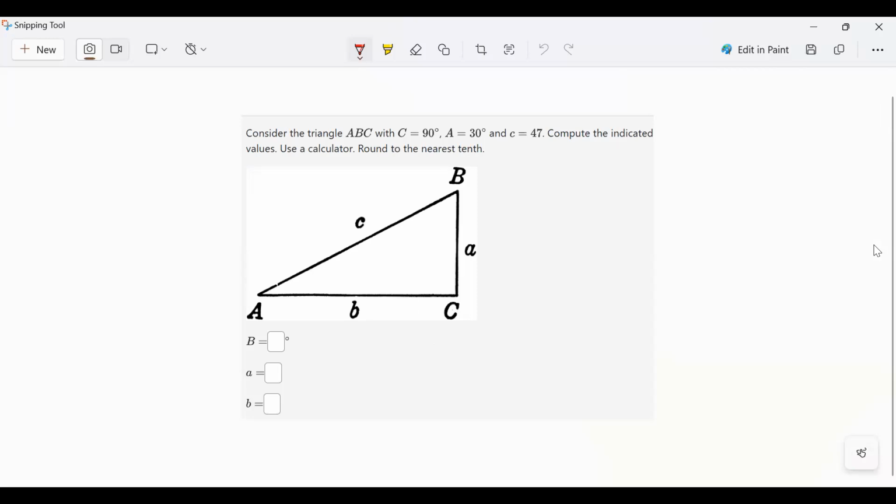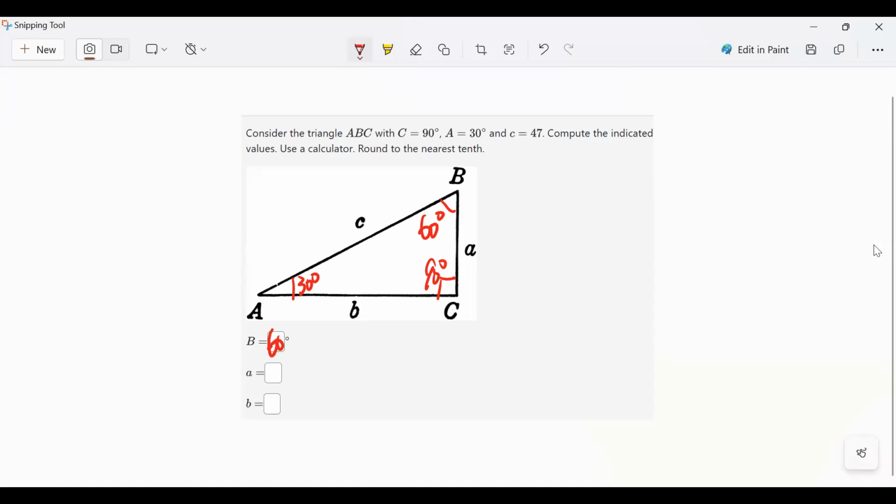And we know angle C is 90 degrees, and angle A is 30 degrees. That means angle B must be 60 degrees, right? When you sum up those three, 30, 60, 90 degrees, this is a special angle. So angle B is 60 degrees.